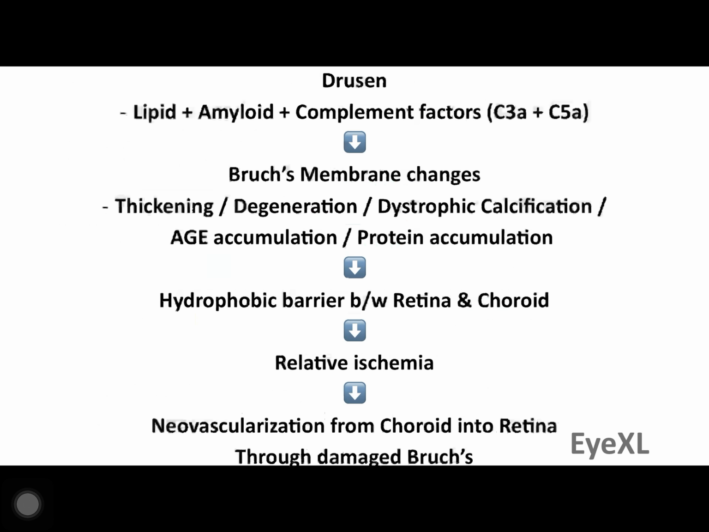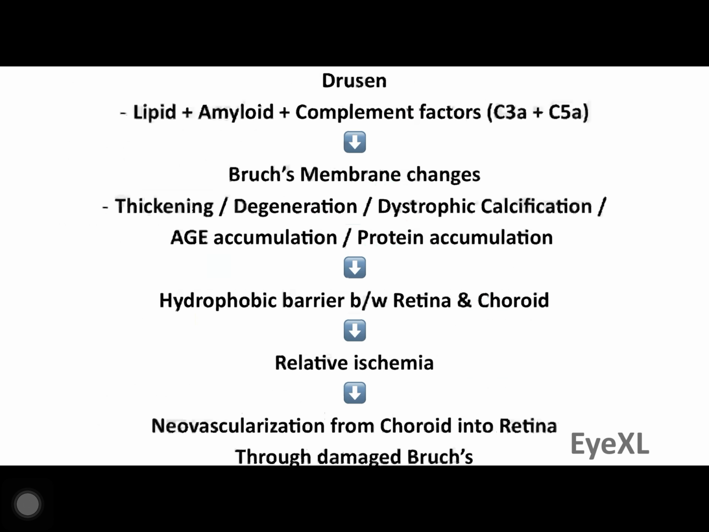AGE accumulation means advanced glycation end products, more commonly seen in diabetics. AGE pathogenesis is more important in case of a diabetic retinopathy as compared to ARMD. However, it also plays a role in case the patient is diabetic. And finally, there can also be an abnormal protein accumulation in the Bruch's membrane. So what this deposition on the Bruch's membrane does is it cuts off the communication between the retina and the choroid. When I say retina, I mean the retinal pigment epithelium, and when I say choroid, I mean the choriocapillaris.